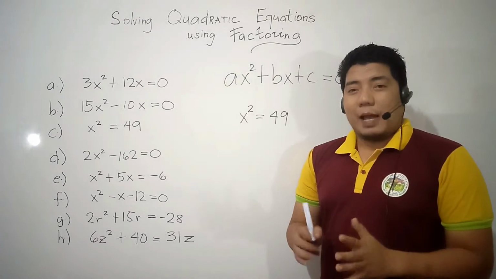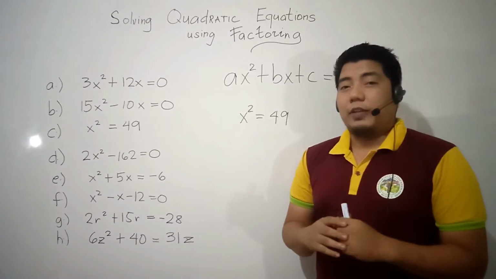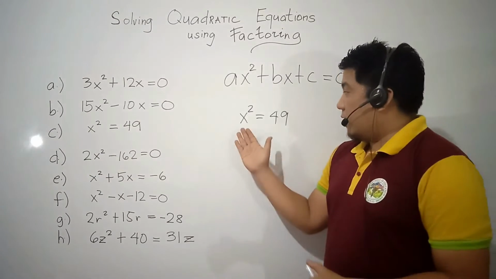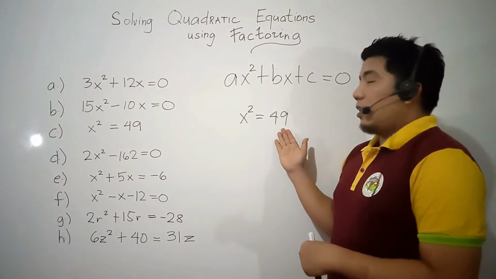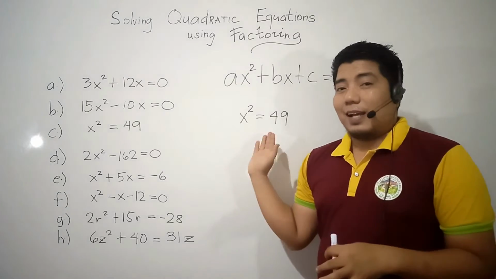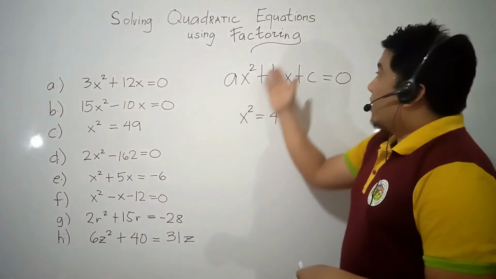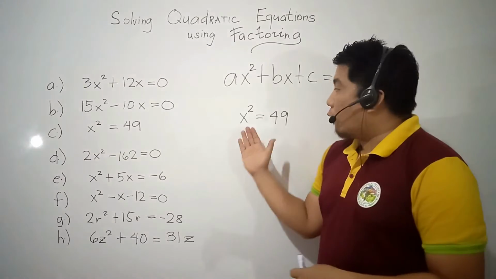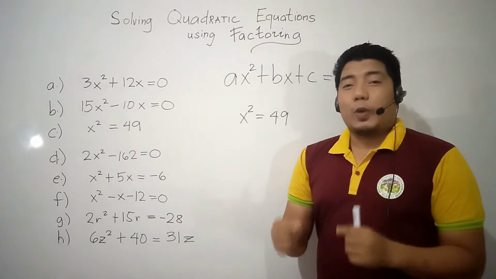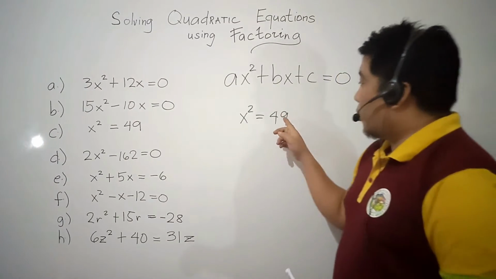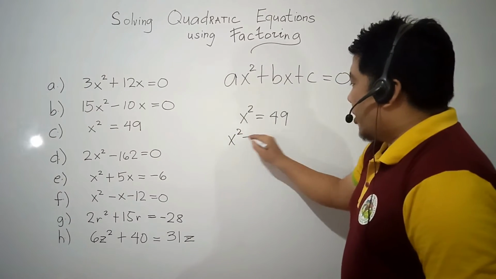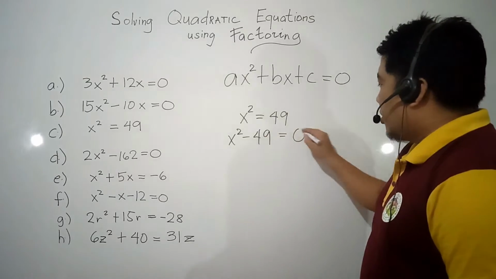Okay, for our next example, we have x squared is equal to 49. This kind of example is where we don't have a linear term, because this is our quadratic term and this is our constant term. Now, if you can remember our last video, we can apply extracting square root here. But since this is factoring, I will teach you how to apply factoring in this kind of scenario. First, you need to arrange your equation into standard form. So we have to transpose 49 into the left side of the equation. This will give us x squared minus 49 is equal to 0.